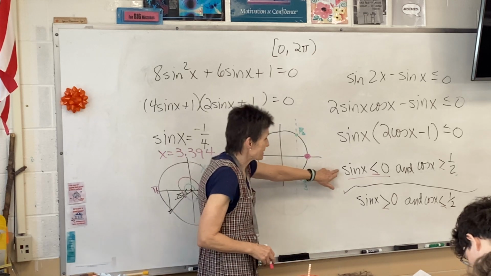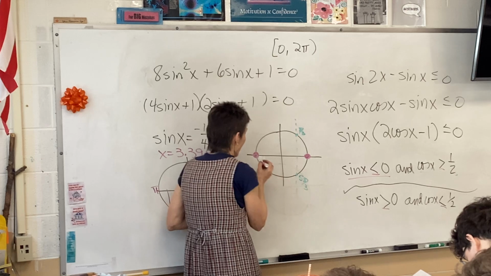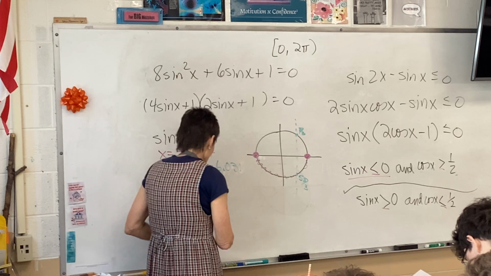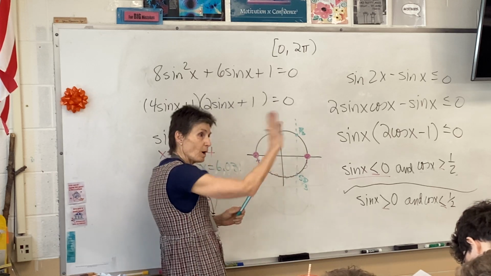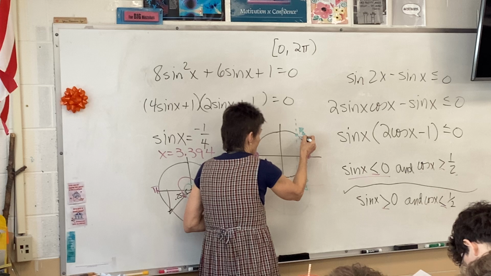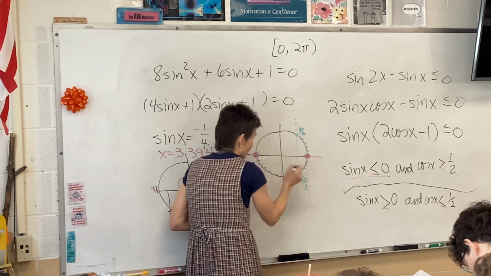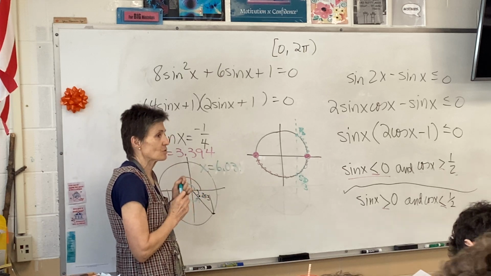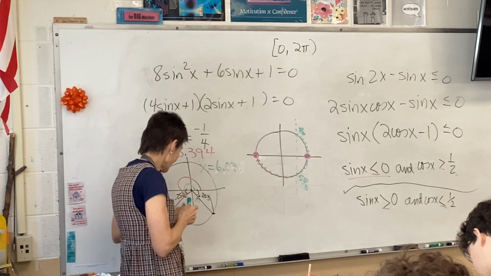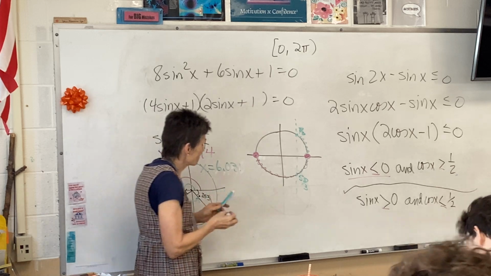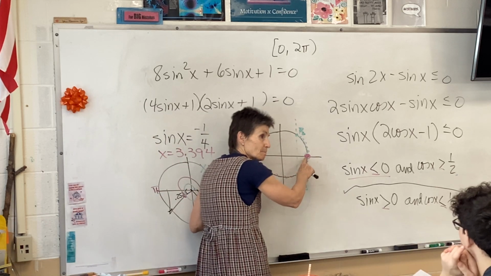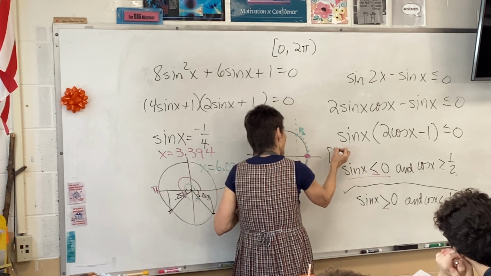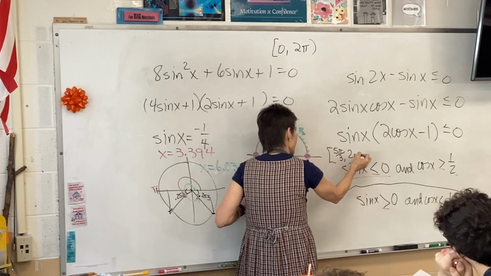Okay, now for this case, I need to be under my pink dots, to the right of my green dots. Would you agree with that? Is there any part of that circle that is pink and green? This little bit right here? So for this case, that would be 5 pi over 3 to 2 pi.